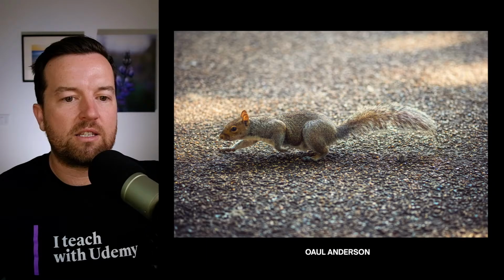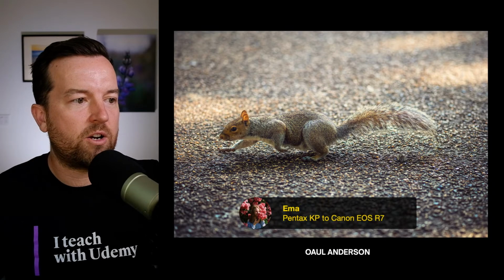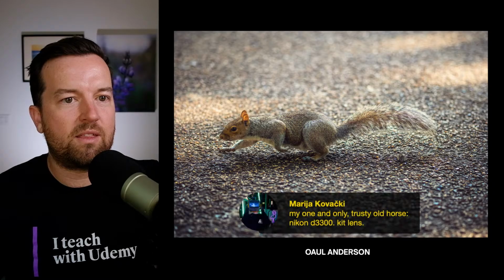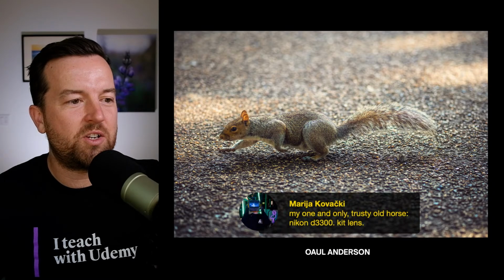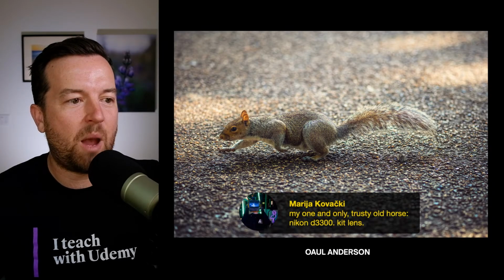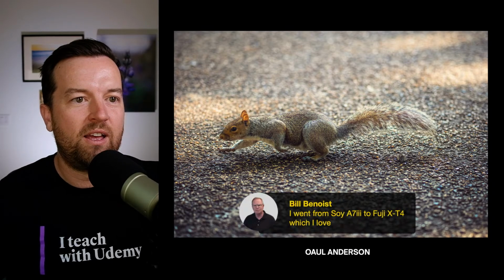All right, we're getting lots of comments in. We see Emma with the Pentax KP to the Canon R7. Nice. Maria with the trusty D3300 with the kit lens. Love that. Love seeing people just crushing it with the original camera, the kit lens. It's proof that you can take great photos with any camera.